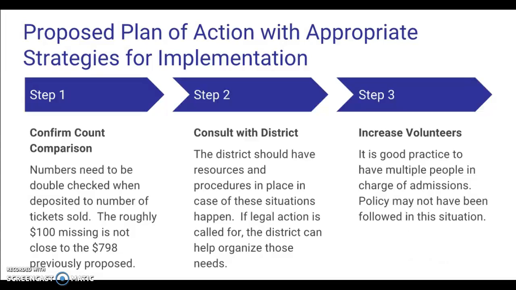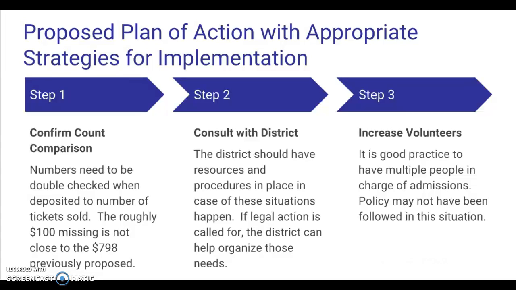The next step in the process is to create a plan of action in order to develop and implement strategies to solve issues like this. The first step would be to confirm the count. You would hate to accuse somebody of this type of grievance if you weren't 100% sure that the numbers didn't match up. So you'd check the deposit with the number of tickets sold with the tickets provided. Especially since the roughly $100 missing is not close to the $798 that was proposed by the person that was in charge of receiving the money.